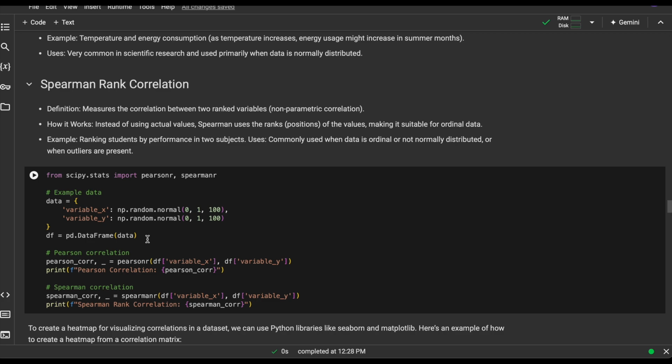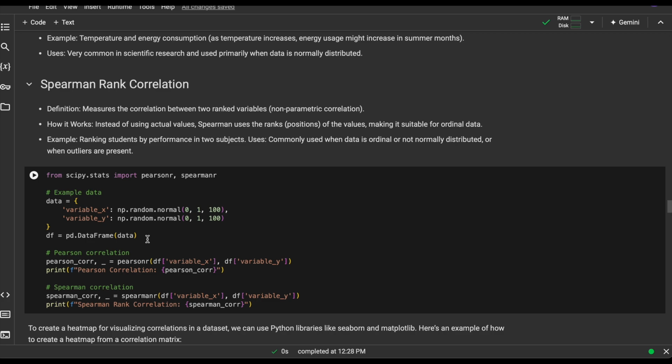Spearman correlation coefficient. If I find r_s is equal to 0.90, this indicates a strong positive correlation, suggesting that students who ranked high in mathematics also rank high in science.